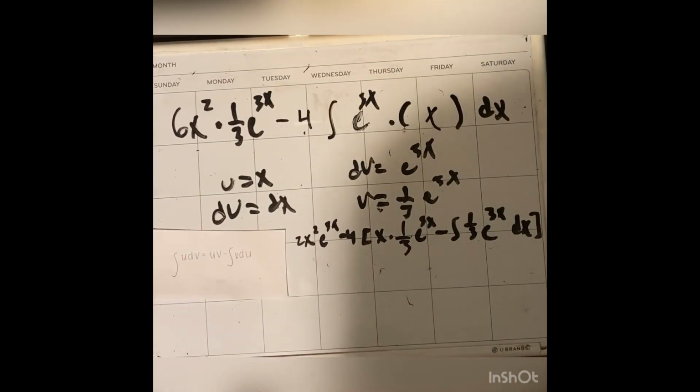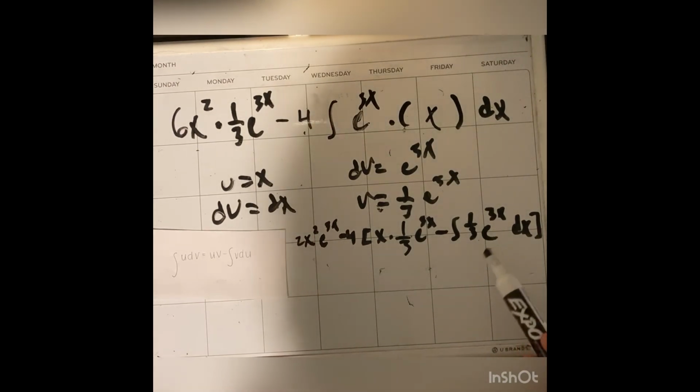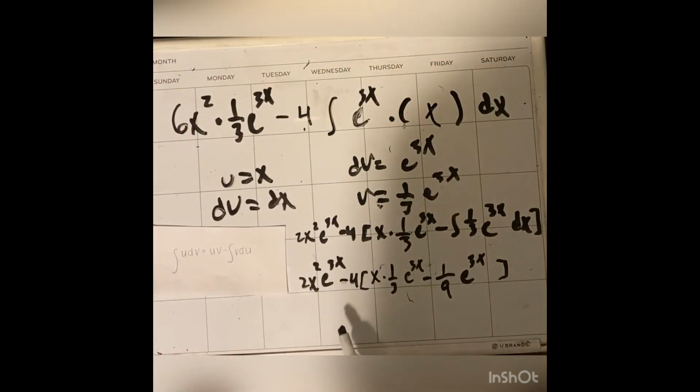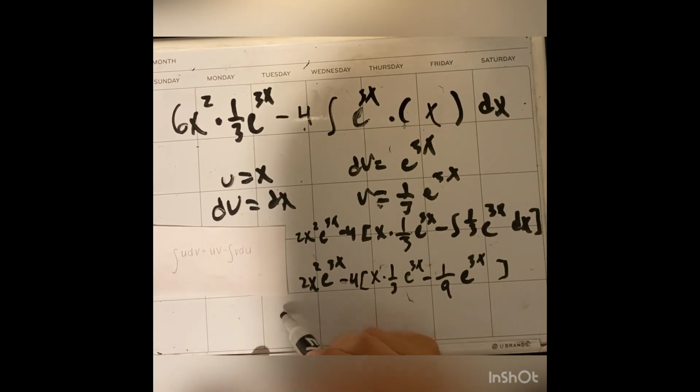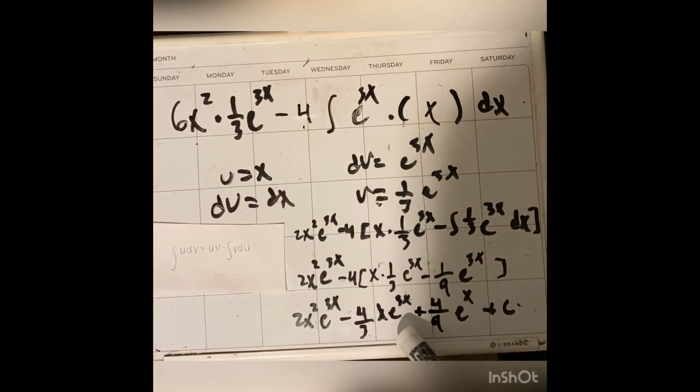After plugging in our values, we can see that the new integral has one function, which is easy to integrate. After integration, we will have this expression. And after simplifying, you get this expression. Do not forget the c. And that's how you do a problem that requires integration by parts twice.